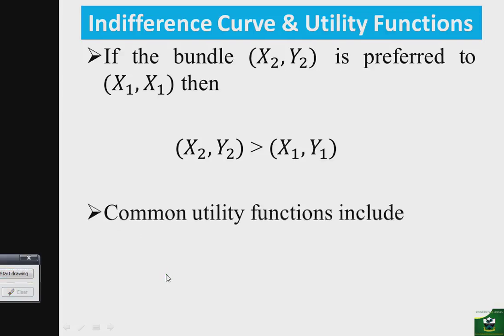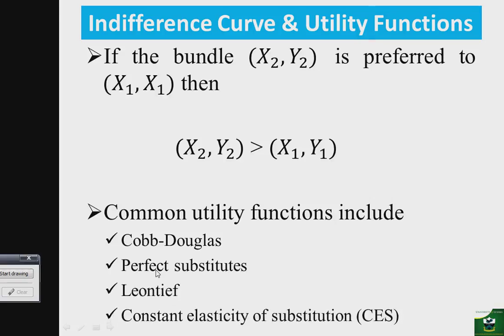Okay, so common functions that we use in microeconomics, especially for undergraduates, include the Cobb-Douglas. We also have the perfect substitutes. We have the Leontief. And lastly, we have the constant elasticity of substitution. The one that is convex to the origin and downward sloping is the Cobb-Douglas, the one that we've been presenting. Then we also showed the one for perfect substitutes. And the one for Leontief is the one for perfect complements. Then we also have constant elasticity of substitution, which I will leave for second year microeconomics.